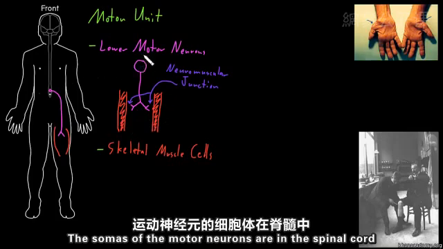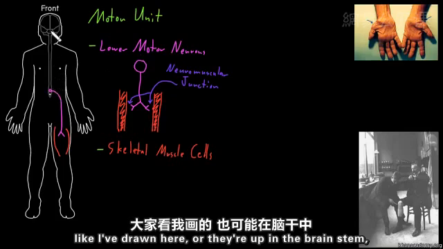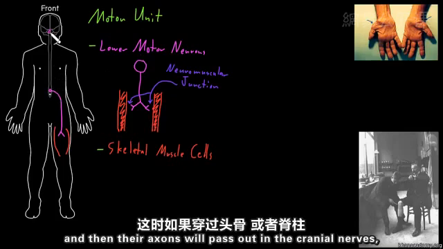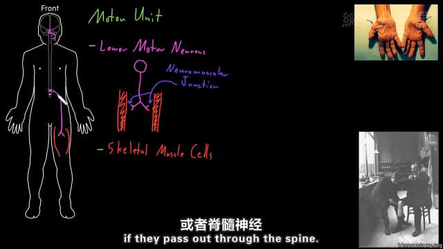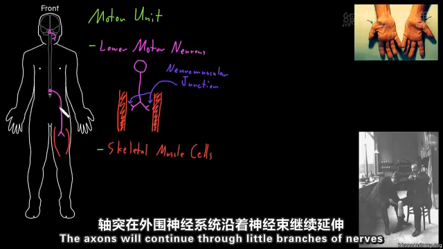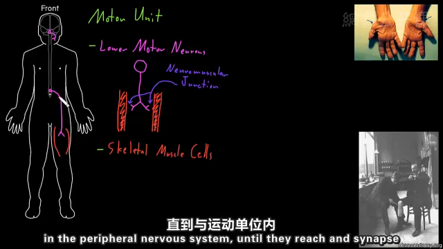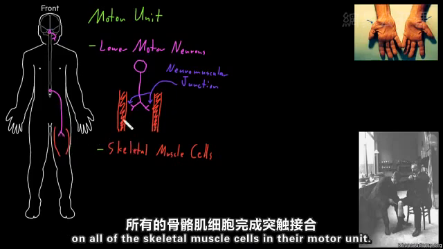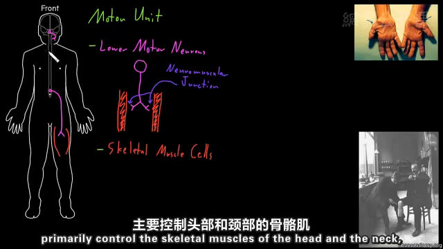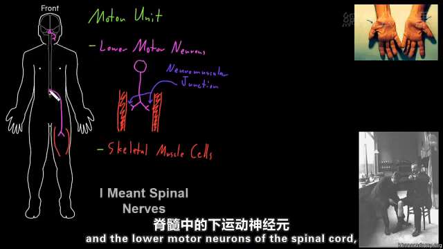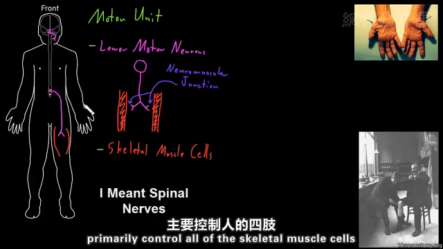Now the somas of the lower motor neurons are in the spinal cord, like I've drawn here, or they're up in the brainstem. And then their axons will pass out in the cranial nerves if they pass out through the skull, or the spinal nerves if they pass out through the spine. And then the axons will continue through little branches of nerves in the peripheral nervous system until they reach and synapse on all of the skeletal muscle cells in their motor unit. And so the lower motor neurons in the cranial nerves primarily control the skeletal muscles of the head and the neck, and the lower motor neurons in the spinal cord primarily control all the skeletal muscle cells in the limbs and the trunk.